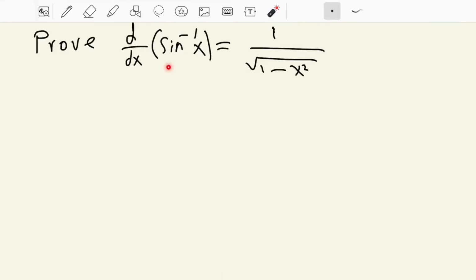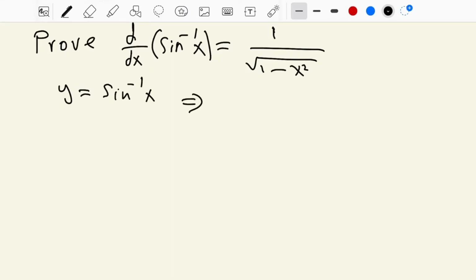Hello everyone, in this tutorial I want to show you how we can prove that the derivative of sine inverse x is equal to 1 over the square root of 1 minus x squared. Let's do it. We assume that y equals sine inverse of x, then x equals sine y.